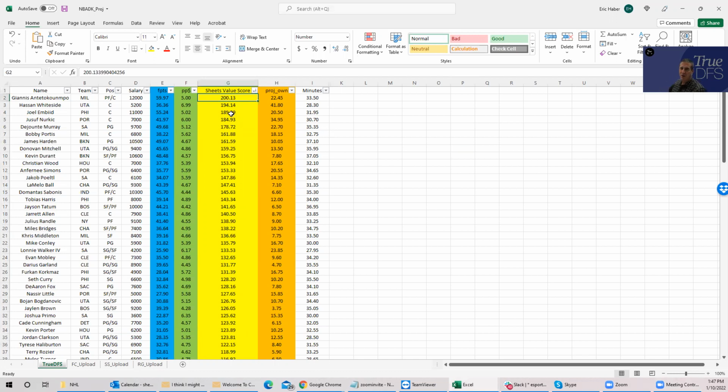The first thing I'll notice is that there's not a real huge standout at the top. Again, at the top, I have all different salaries lumped into this. When I say at the top, I mean with respect to Sheets value score. What I see is the first main drop coming from DeJounte Murray down to Bobby Portis. So the first thing I'd like to do is tier these guys. I want to rank these five as the top: Giannis, Whiteside, Embiid, Nurkic, and Murray.